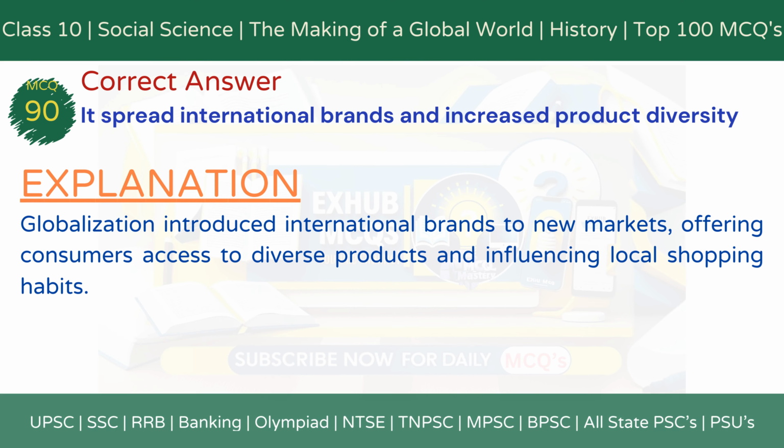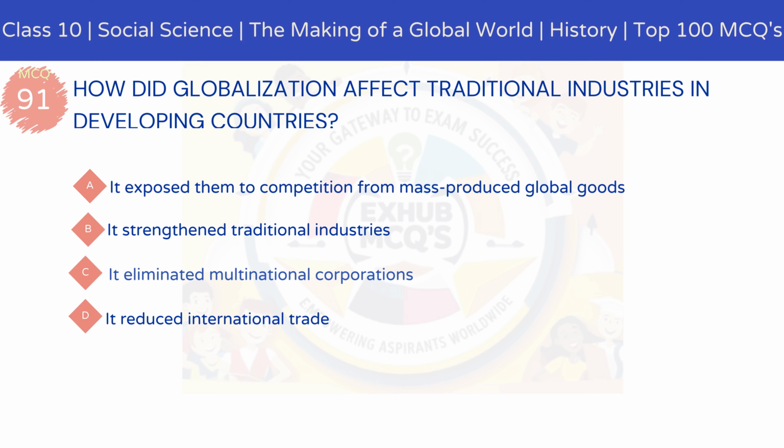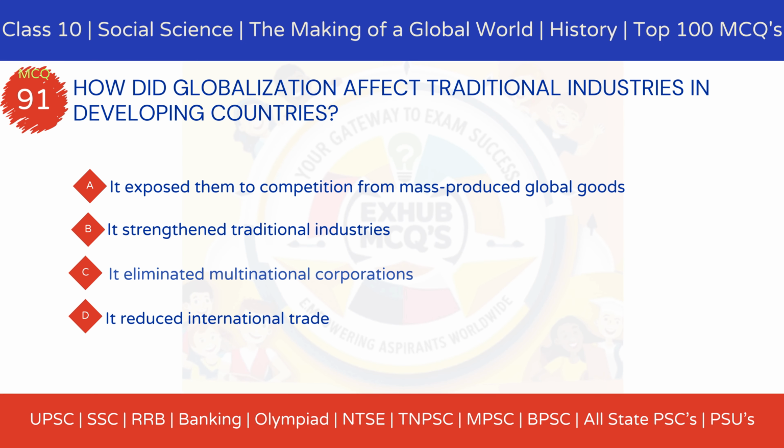The correct answer is option A. It spread international brands and increased product diversity. Explanation. Globalization introduced international brands to new markets, offering consumers access to diverse products and influencing local shopping habits. MCQ 91. How did globalization affect traditional industries in developing countries?